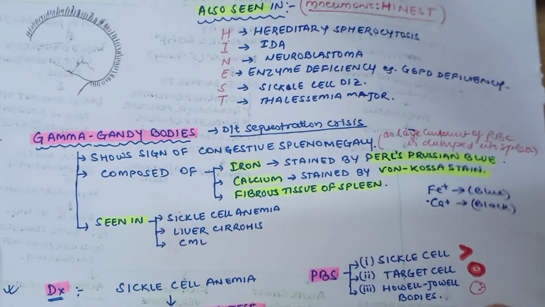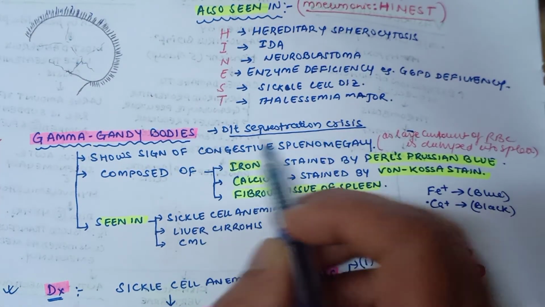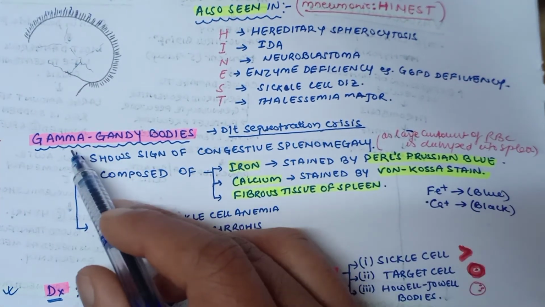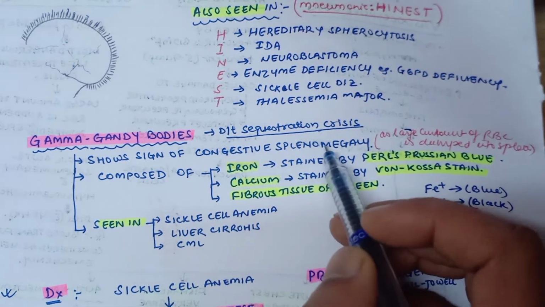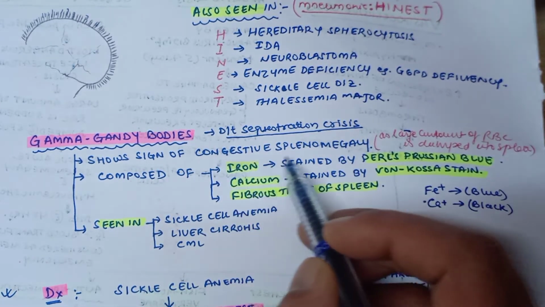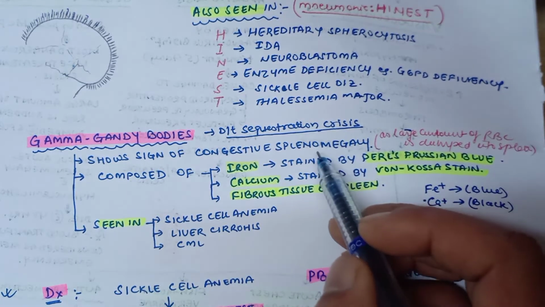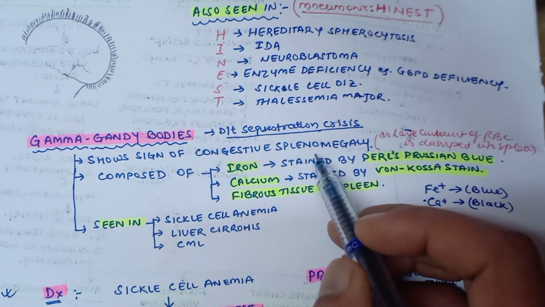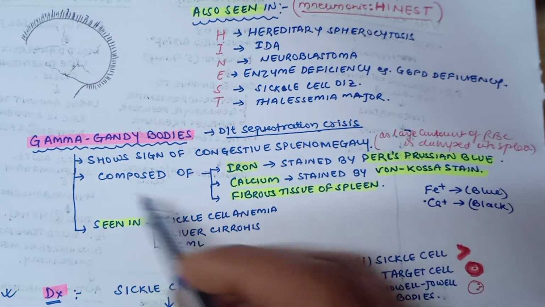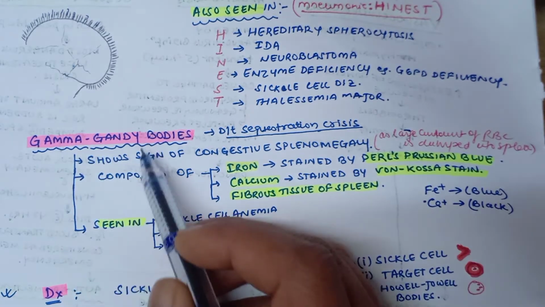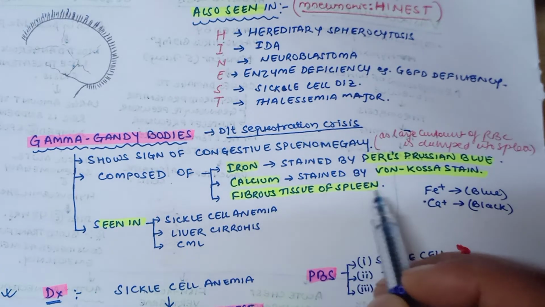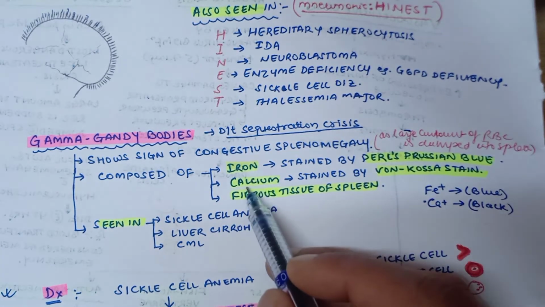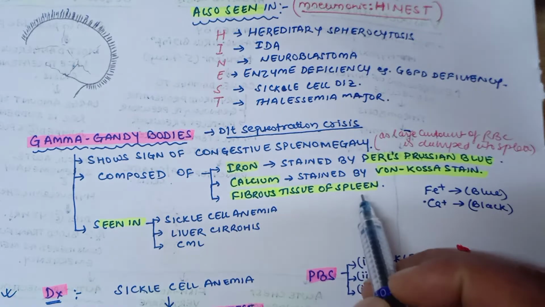Now what are Gamna-Gandy bodies? Gamna-Gandy bodies are due to sequestration crisis. They show signs of congestive splenomegaly. Why congestive splenomegaly? It is because a large amount of RBC is dumped within the spleen. These Gamna-Gandy bodies are composed of iron, calcium, and fibrous tissue of the spleen.